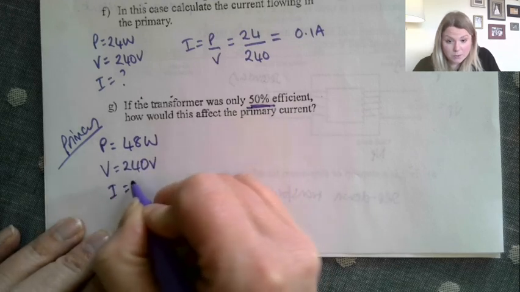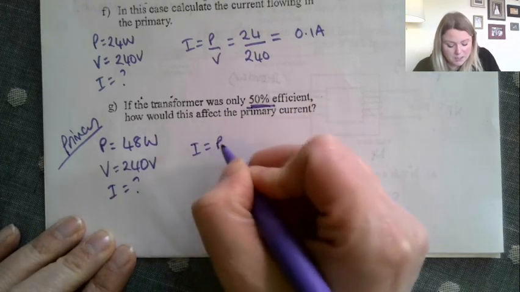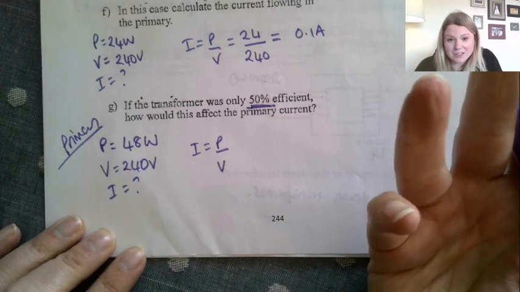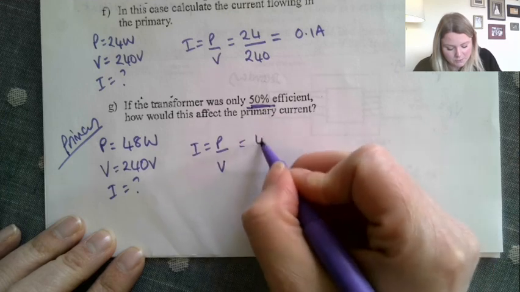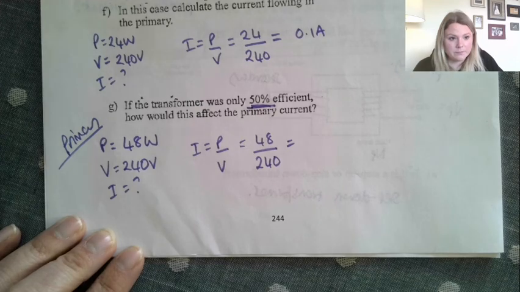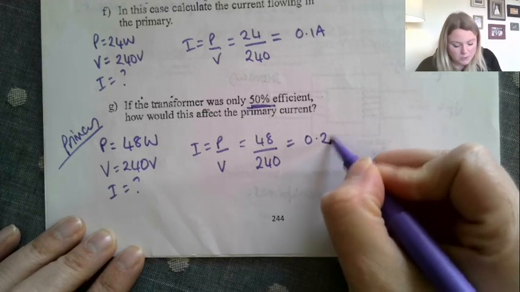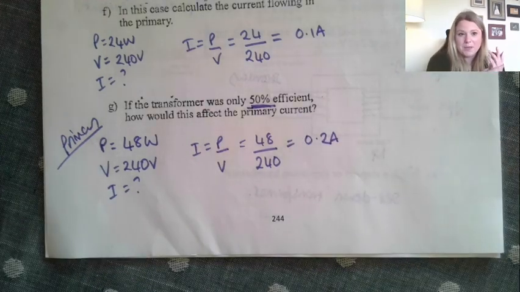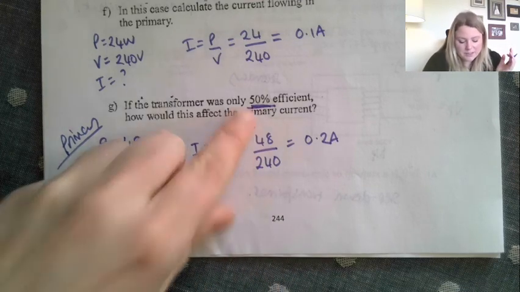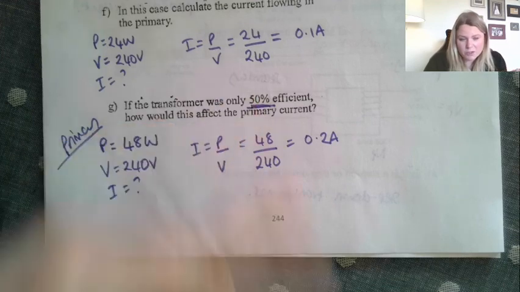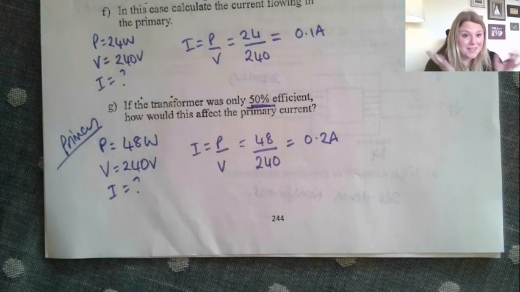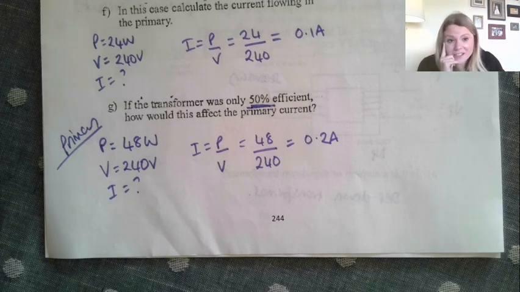So if I now work out what my current would be, and you could probably have done this without the calculation, but I always like to do the calculation to prove it. The power is 48 and my voltage 240. So that gets me 0.2 amps. Whenever I was saying there, you could probably have done that without all this calculation. If it's only 50% efficient, you're going to have lost half of it, so our current would have doubled. But I like to prove it with the calculations.